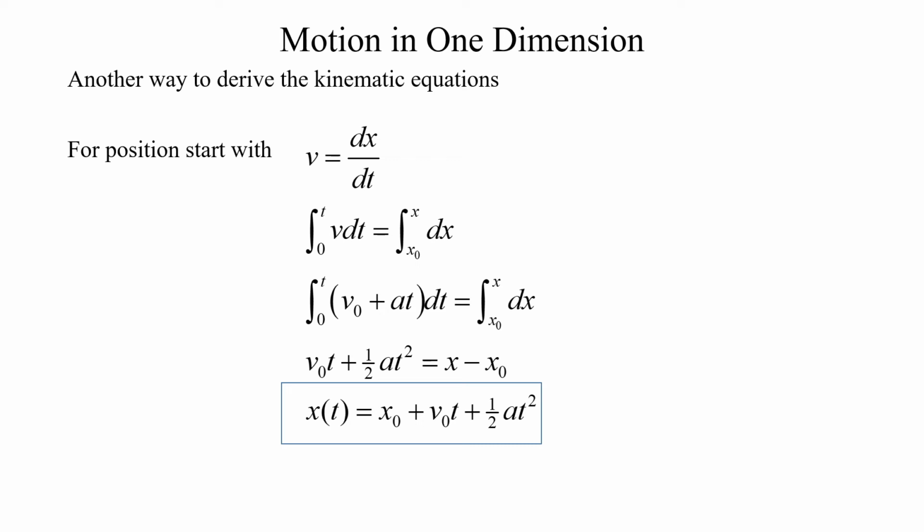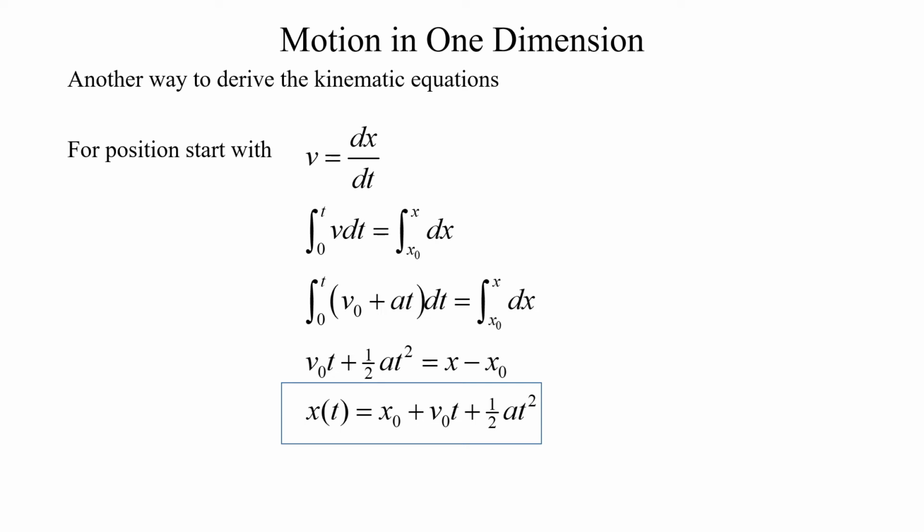All right, so when I integrate with respect to time, I get v naught t plus 1/2 at squared. My limits are 0 and t, so when I put the 0 in for the t's, of course, I just get 0. So that's the result, v naught t plus 1/2 at squared. On the right side, I just get x minus x naught when I do that integral. Now I solve for x, and I get x as a function of time equal to x naught plus v naught t plus 1/2 at squared. So again, we can derive the position as a function of time equation by integrating the velocity.